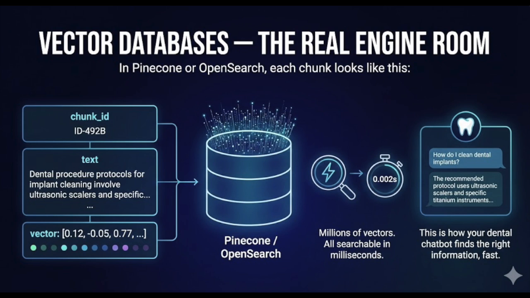Vector databases, the real engine room. In Pinecone or OpenSearch, each chunk looks something like this: chunk ID, text, vector, 0.12, 0.05. Millions of vectors, all searchable in milliseconds. This is how your dental chatbot finds the right information fast. If you see an exam question asking, where should embeddings be stored? The correct answer is always a vector database or a service that supports vector indexing. Never raw S3, never plain DynamoDB without vector indexes. Never a relational DB unless it has vector support like pgvector.